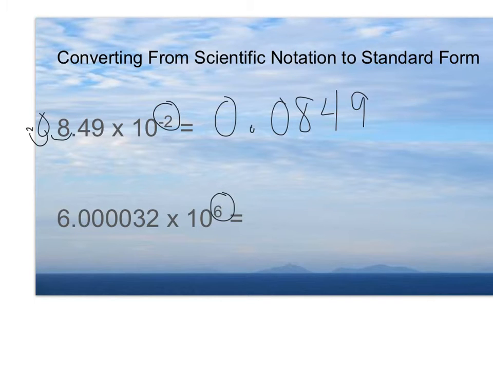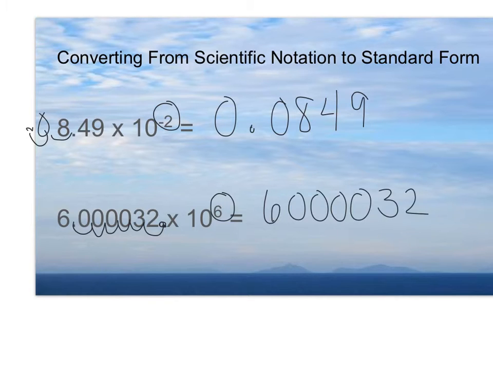In my second example, I'm going to pick up my decimal. I'm going to move it to the right 6 places. 1, 2, 3, 4, 5, 6. Plop it down, and then simply recopy my number 6. And in this case, I need my zeros because they're embedded within the number 0, 0, 0, 0, 3, 2.